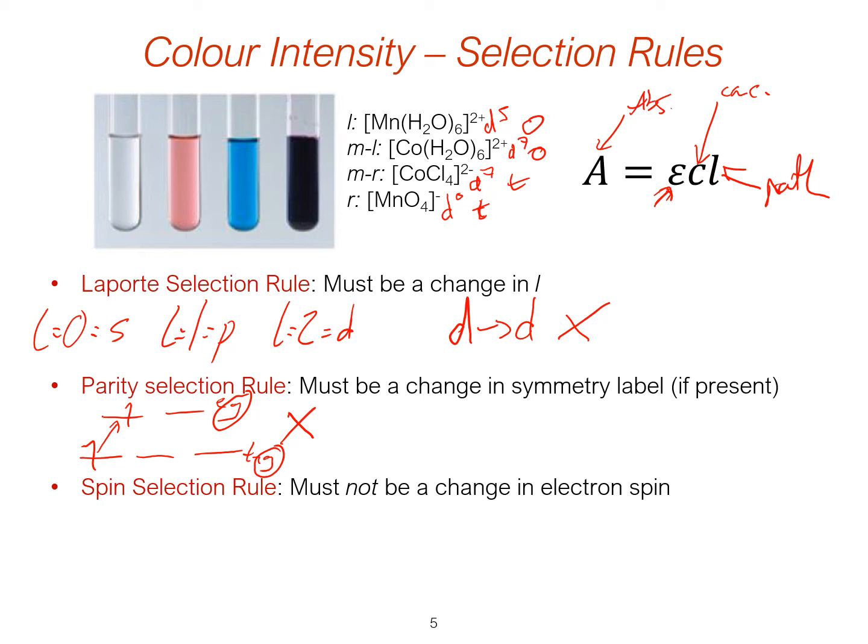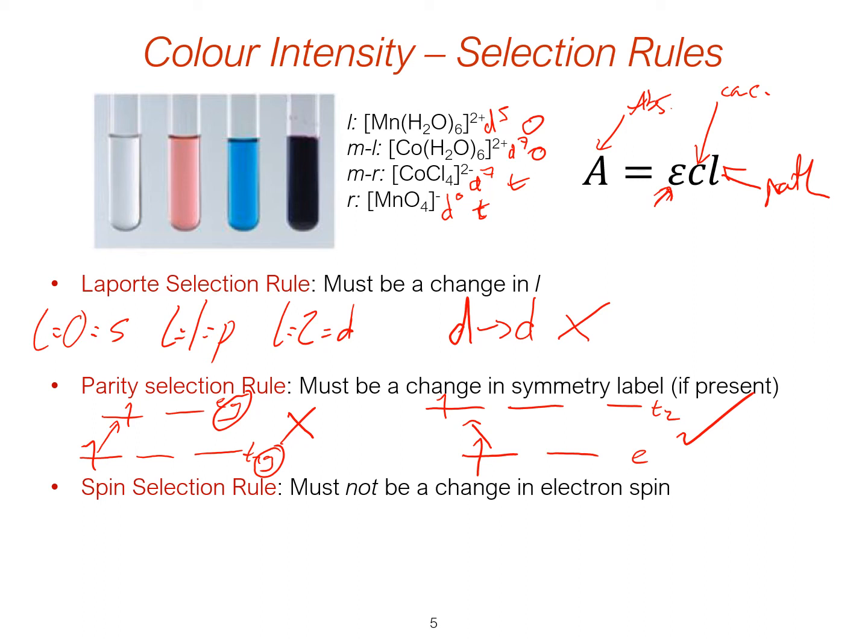For a tetrahedral complex, it's slightly different because down the bottom we've got e and we've got t2 at the top, but there's no symmetry label, there's no g. So in this case, if we look at a d1 complex, say that gets promoted up to there, there's no symmetry label, so this is perfectly acceptable. Therefore, tetrahedral complexes are usually more intense than octahedral complexes.